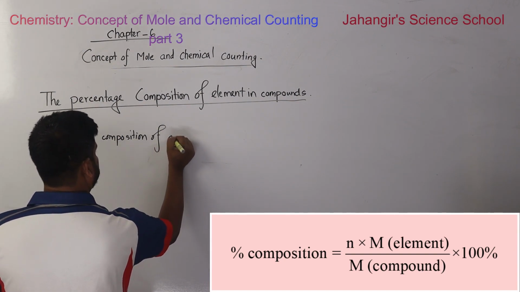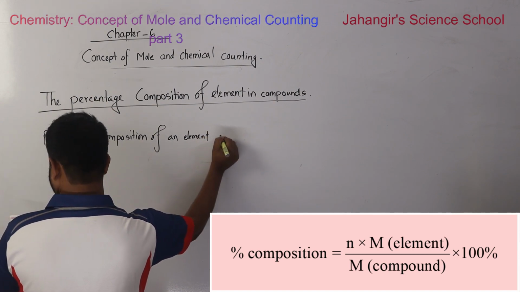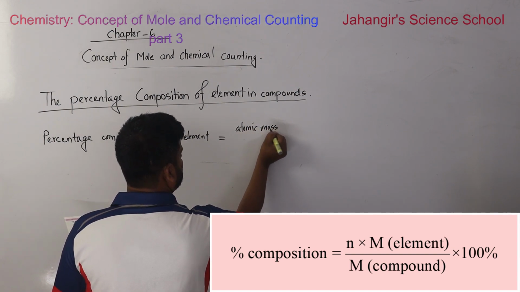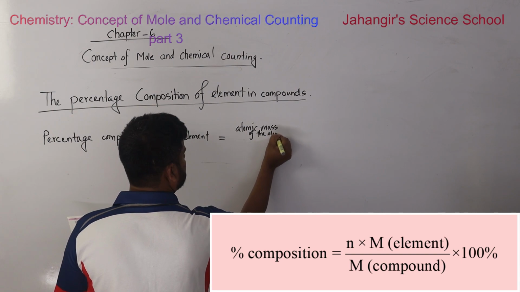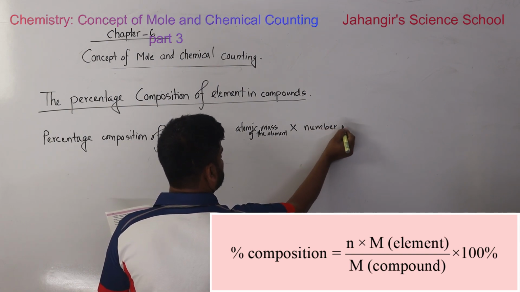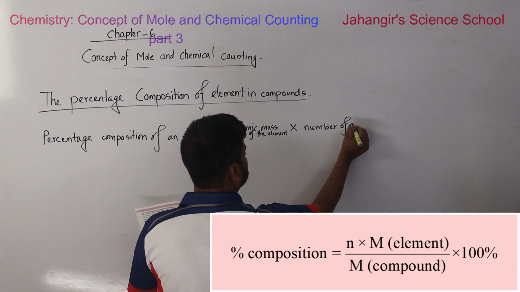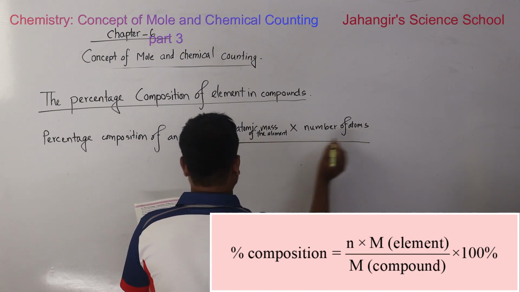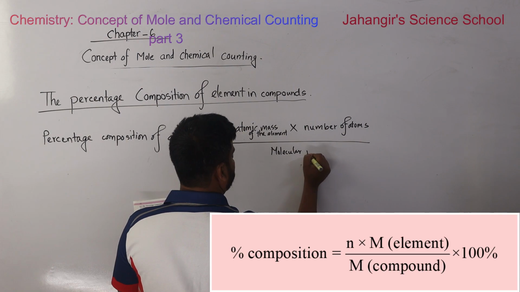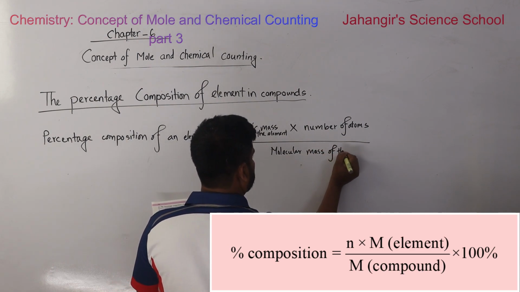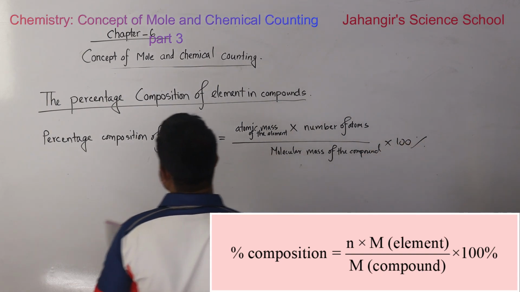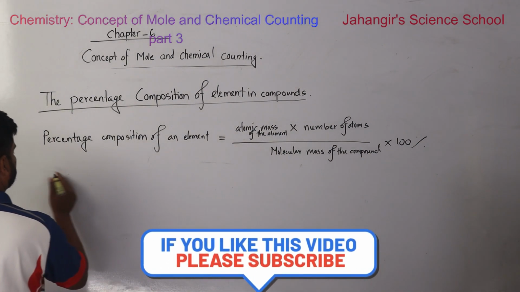The percentage composition of an element equals the atomic mass of the element times the number of atoms, divided by the molecular mass of the compound, times 100%. This is the formula.